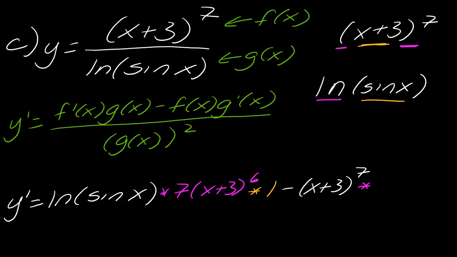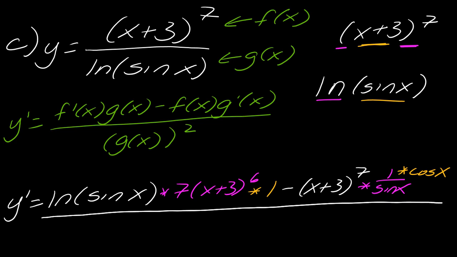That would be 1 over the inside function, which is sine of x. And then I'm going to multiply that by the derivative of the inside function. The derivative of sine is cosine of x. Oops, and let me color code that. And I'm running out of space here, but times cosine x. So hopefully you can see all of that. And then all of that is over the bottom squared.